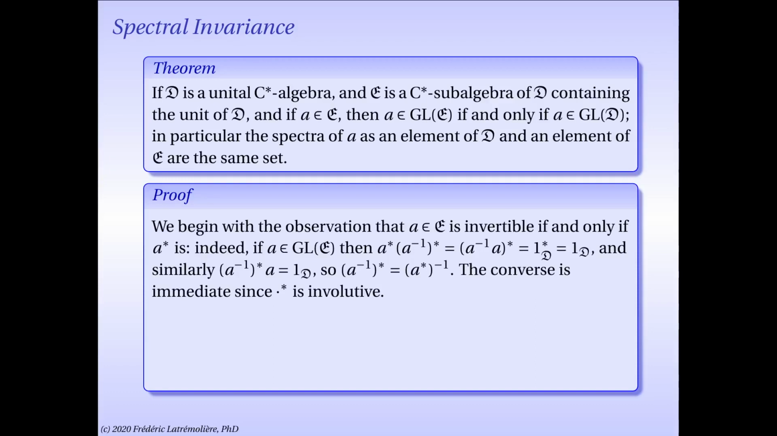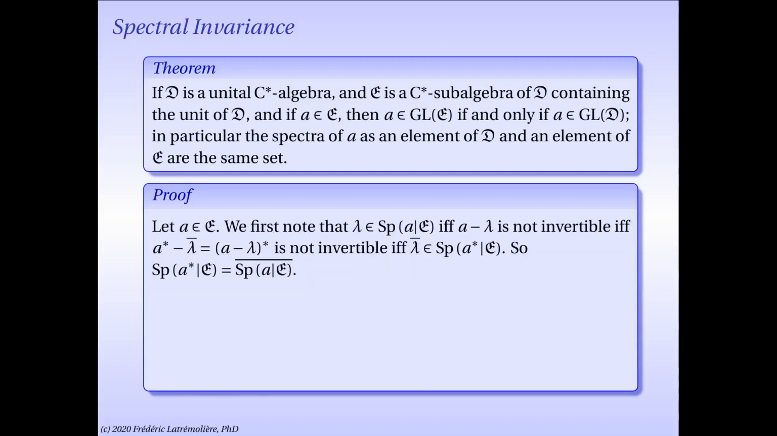So we begin with the observation that if you take an element of the C-star algebra E, or any C-star algebra here, doesn't matter, then this element is invertible if and only if its adjoint is. And that's a direct computation. You can simply check that the adjoint of the inverse of your element is the inverse of the adjoint of your element. That can be done by a straightforward computation using the anti-multiplicative property of the adjoint. Here I prove one of the two needed implications. A invertible implies A star invertible, but because star is involutive, of course, you get the other implication immediately.